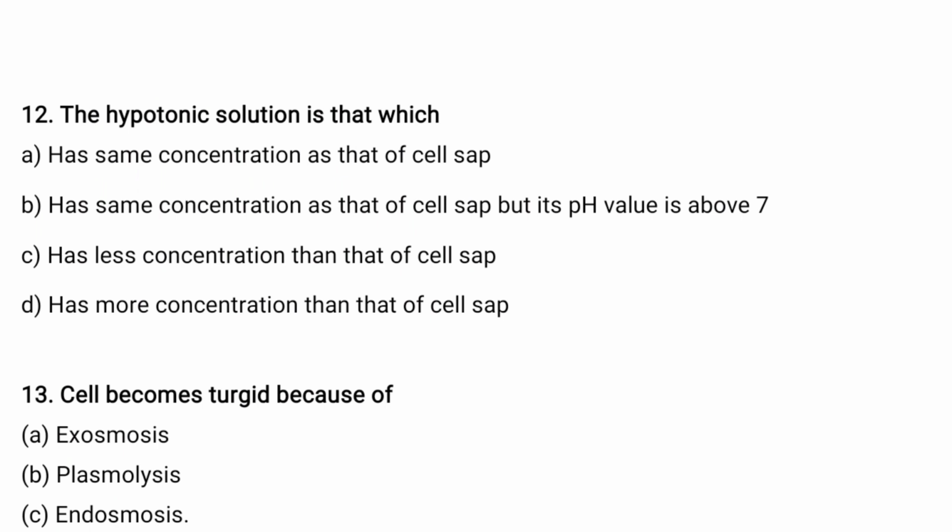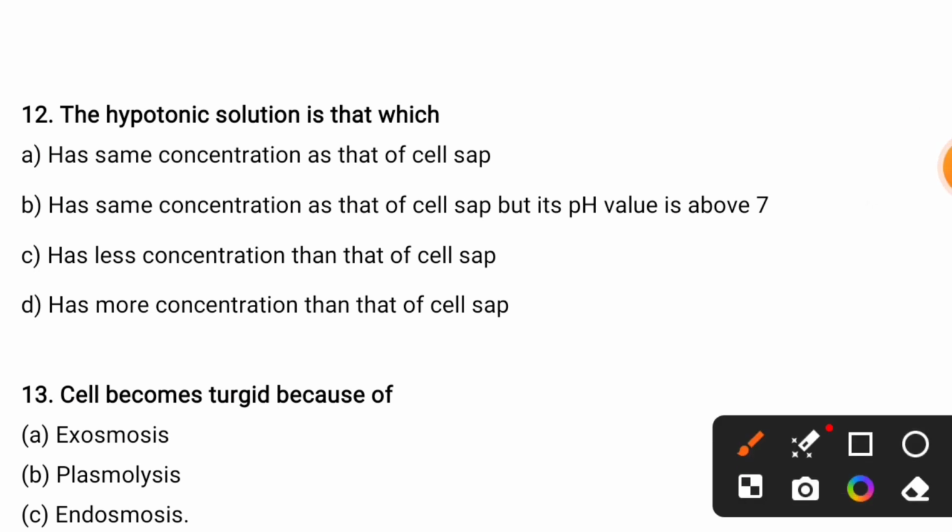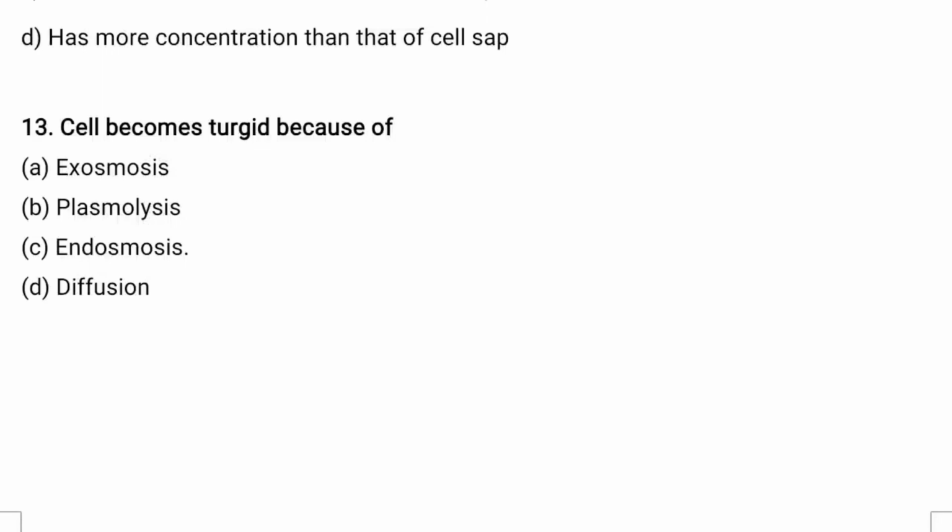The hypotonic solution is that which has the same concentration as that of cell sap, but its pH value is above 7, has less concentration than that of cell sap, or has more concentration than that of cell sap. So the correct answer is, hypo means lower concentration, has less concentration than that of cell sap. Let's see the next question.